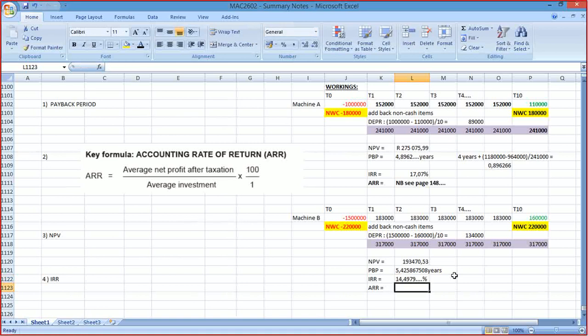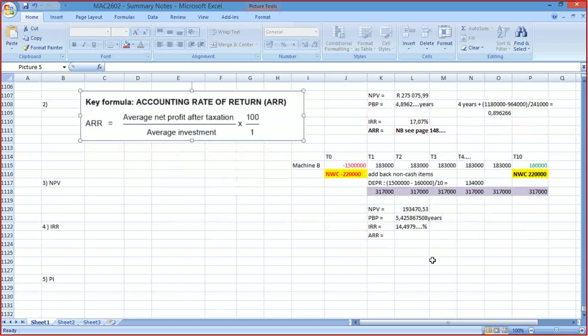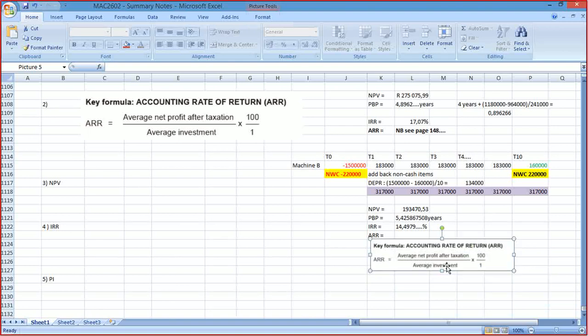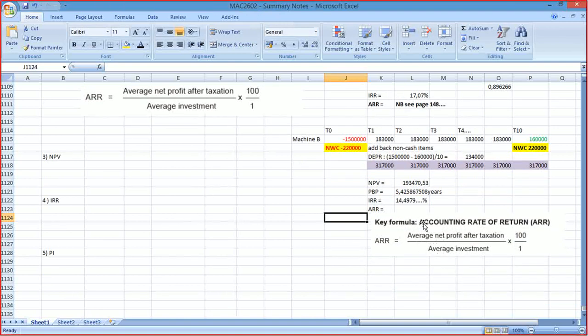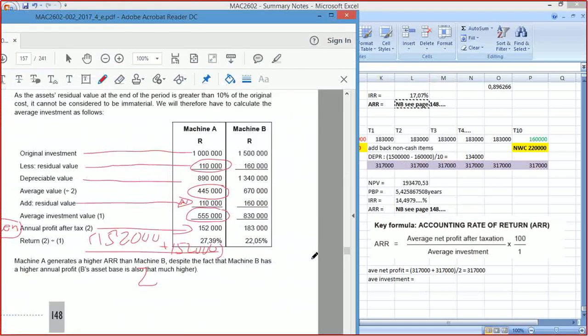Right, and then this ARR, again, use their formula. So ARR is this. The average net profit after tax, that's easy, it doesn't change. And then you've got the average investment. That's the tricky bit that you need to get using their formula. Original investment minus the residual value gives you the depreciable value. Divide that by 2, add the residual value, gives you that 830.